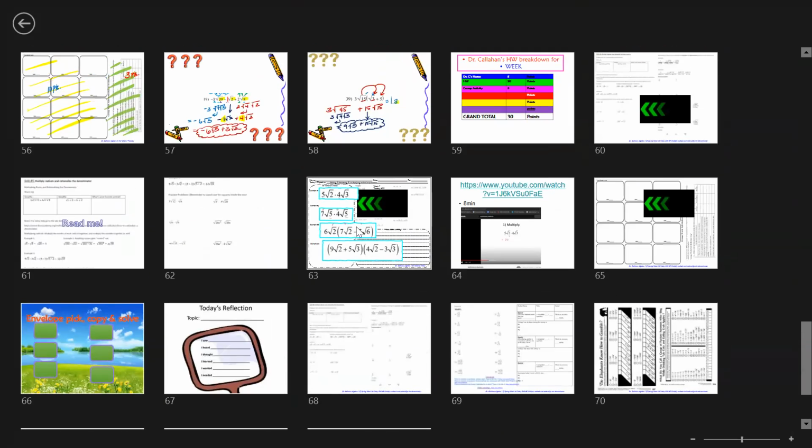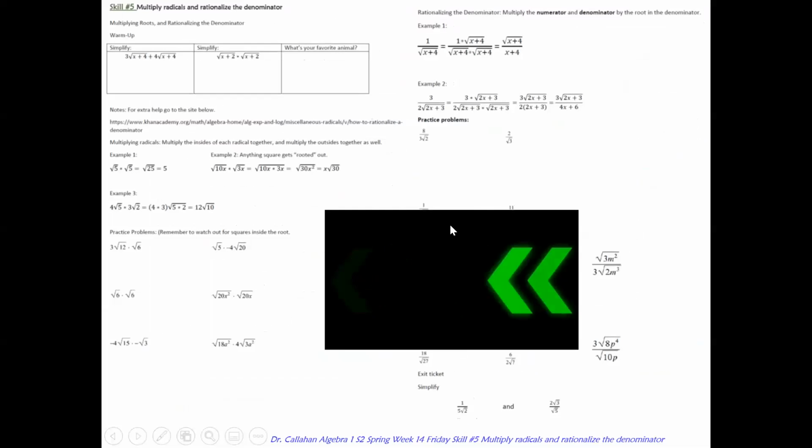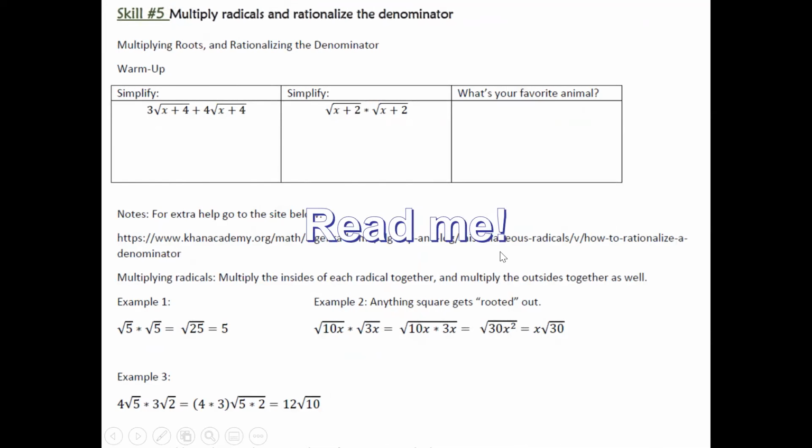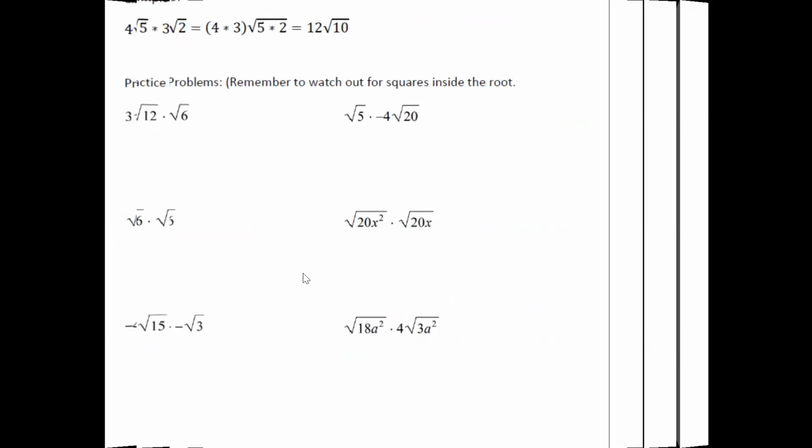You are going to get started with this part right here. And this is in Week 14 Friday's packet. All right, so first thing to do is you're going to read the 3 examples, take a look to see how they're done. And then once you're done with that, let's jump right in.